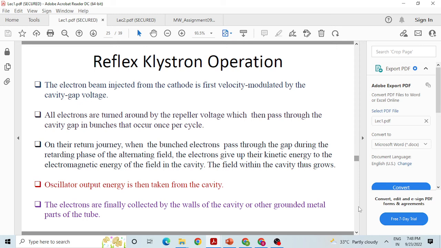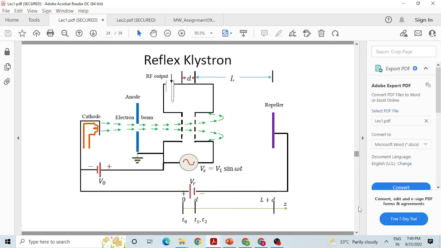I can say that the feedback is taking place through the cavity gap. Not just the cavity gap. If you remember the figure of this reflex klystron, there is a repeller. This repeller electrode has a negative potential, so the electrons are repelled, turn back towards the source, and pass through the gap several times.